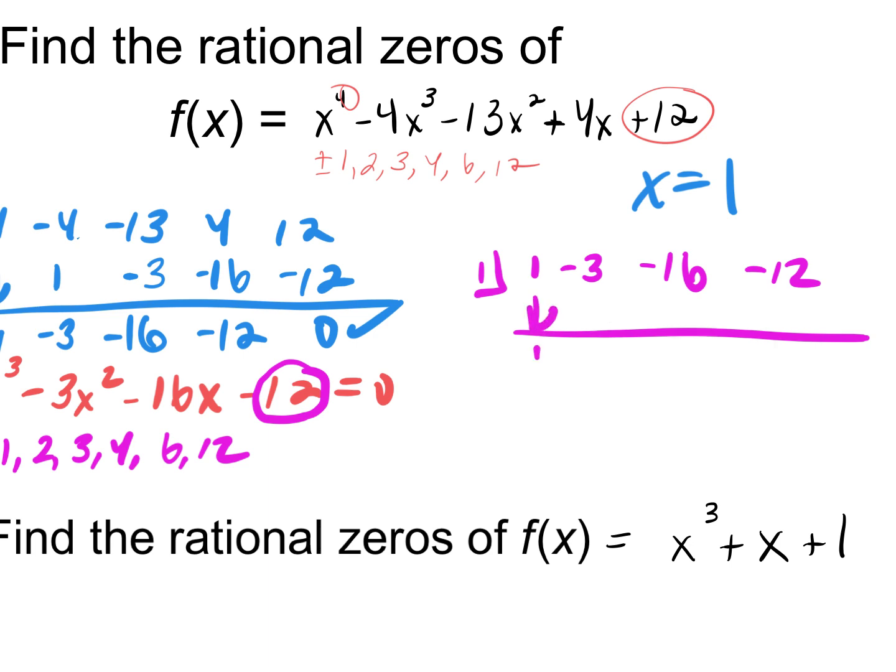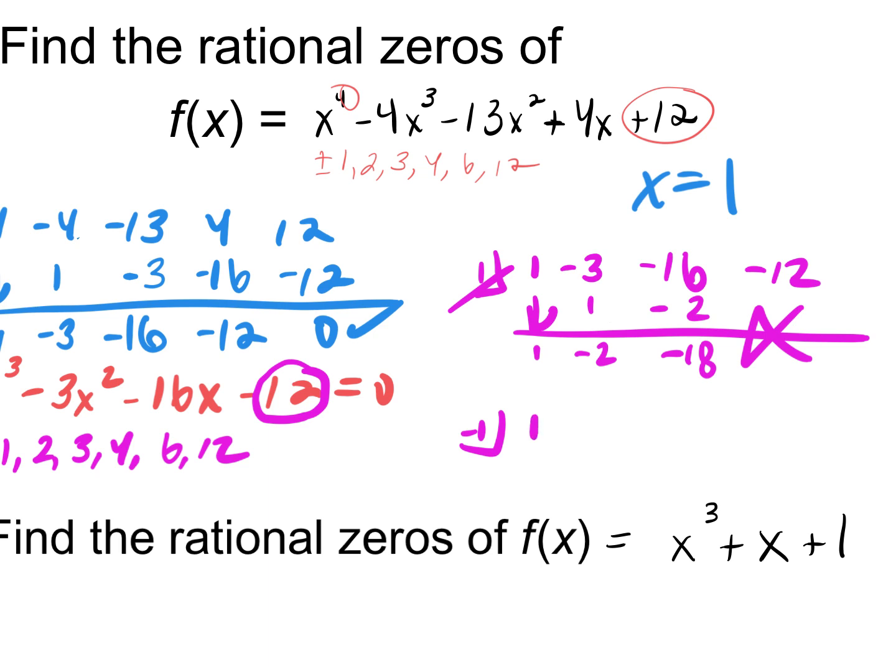So bring down your 1. What's 1 times 1? 1. Negative 3 and 1 is negative 2. Negative 2 and 1 is negative 2. What's negative 16 and negative 2? Is this going to give me 0? Okay, you can just stop. 1 doesn't work. Let's try negative 1.